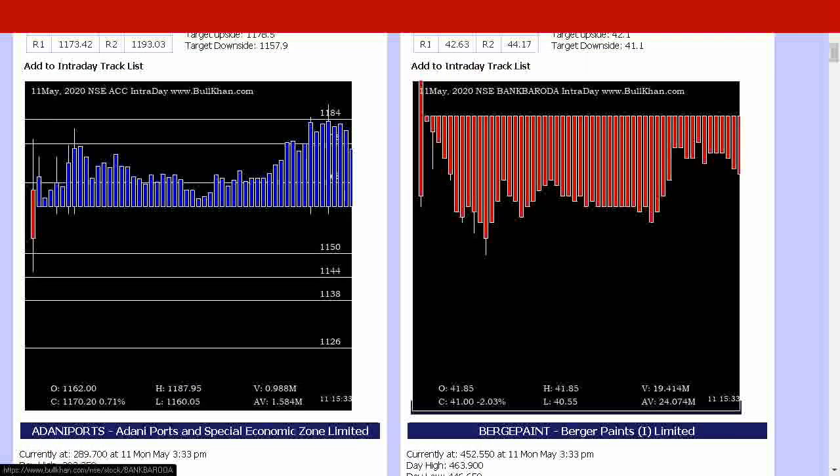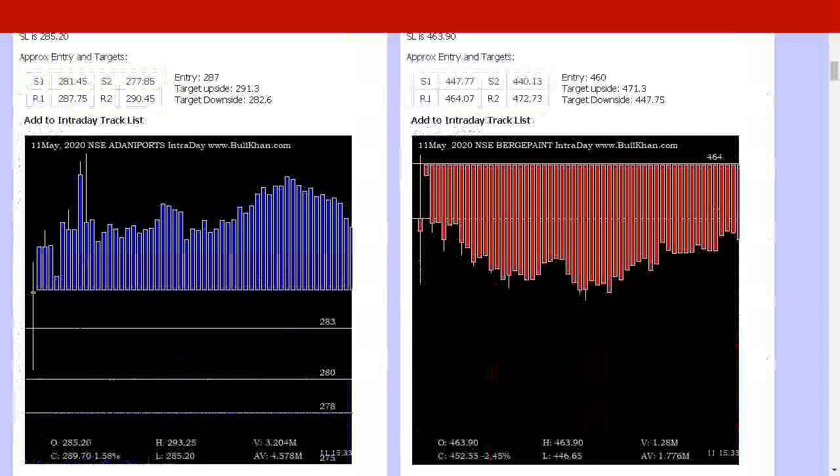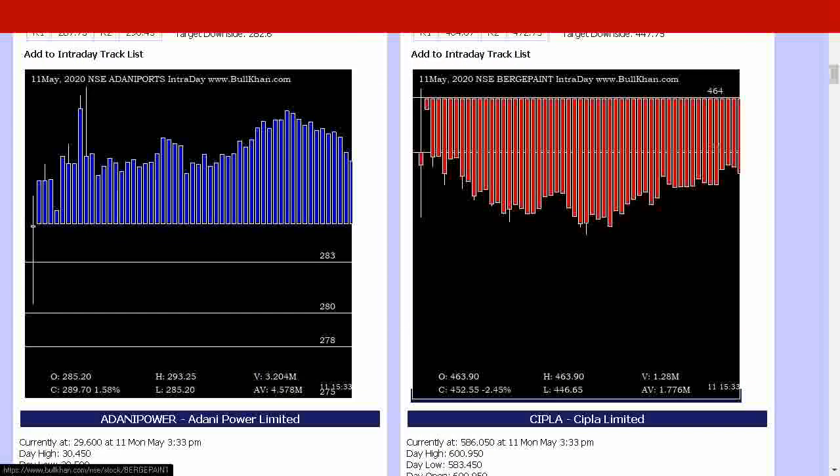And the first stock on the buy side is ACC Limited. You can take a buy call in this stock. We are taking a buy call because the sentiment was neutral. You will only take buy calls if sentiment is neutral or very good. If sentiment is bad in intraday, then we will not take buy calls. If sentiment is very good in intraday, then we will not take sell calls. We will only take buy calls.